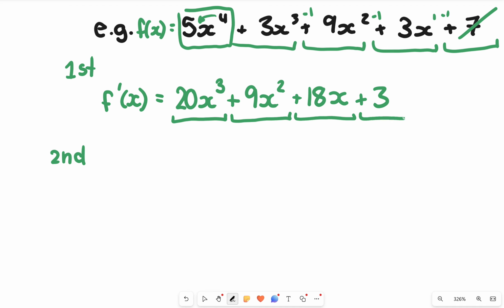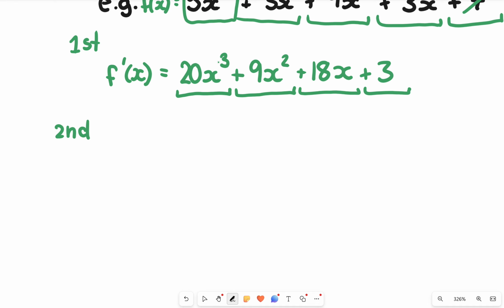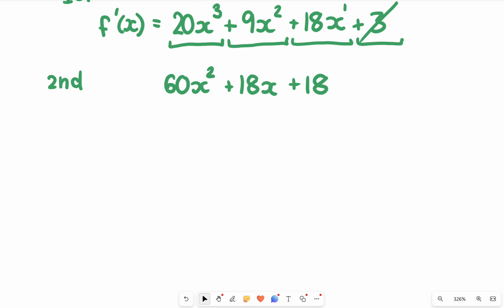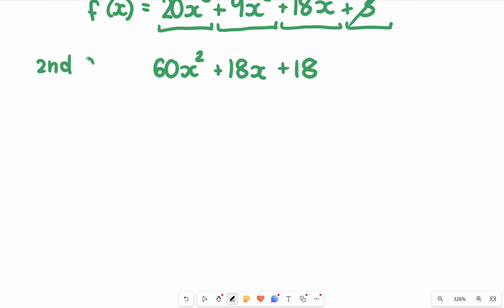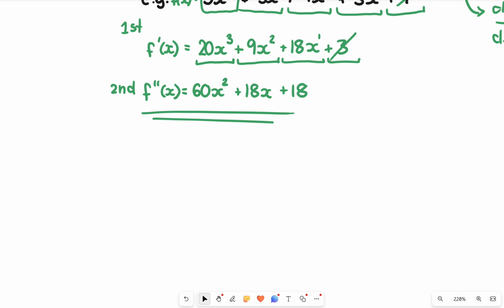Now for our second derivative, we literally repeat the exact same process, but just on this new function that we have created. And we do the same thing. 20 times 3 is 60. x, minus 1 from the 3 is 2, plus 9 times 2, 18. x. 18 times 1 is 18, and then the constant is cancelled out here. So that would be our second derivative. Very important to notate it with the double dash, and we end up with this as our second derivative.